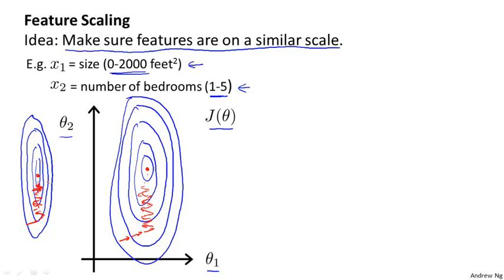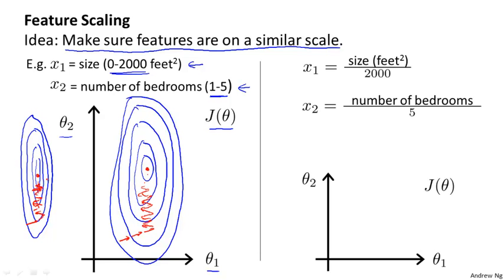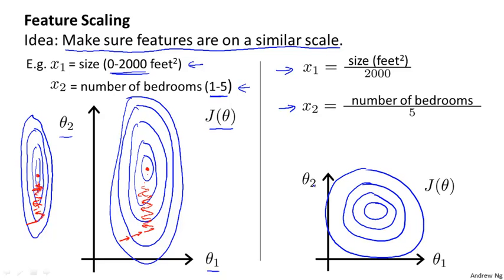In these settings, a useful thing to do is to scale the features. Concretely, if you instead define the feature x1 to be the size of the house divided by 2000 and define x2 to be maybe the number of bedrooms divided by 5, then the contours of the cost function J can become much less skewed, so that the contours may look more like circles.